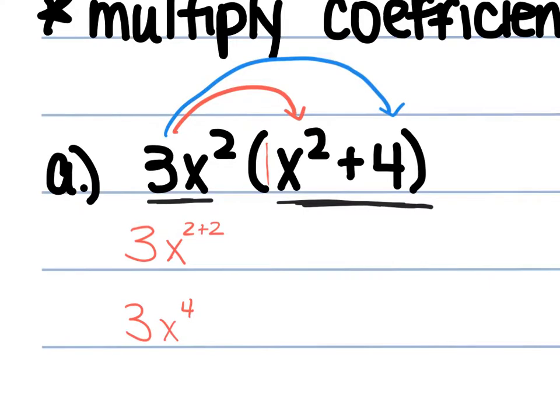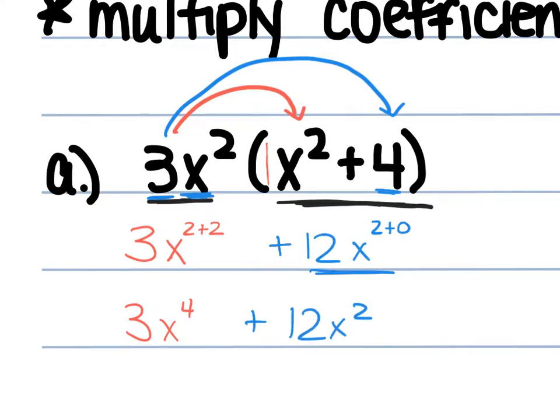Now we're going to do the blue part. So 3 times 4 gives me, let's do the numbers, 12. That's a positive 12. And this x squared has no x's to go with over here, so that's 2 plus 0. So this final thing ends up as what? 12x squared, just like that.